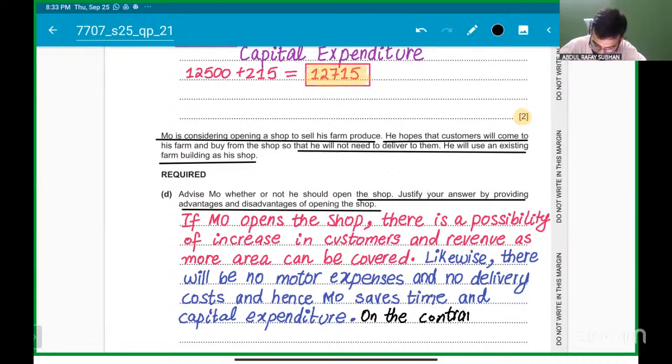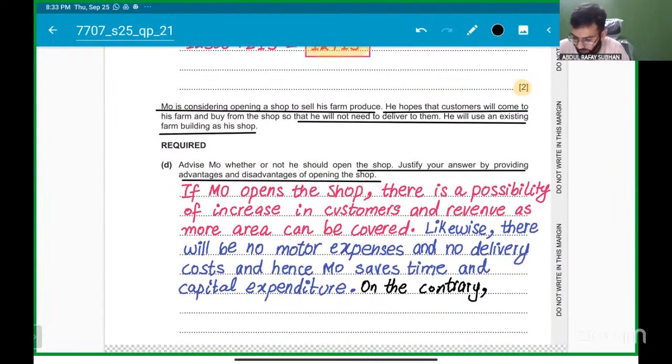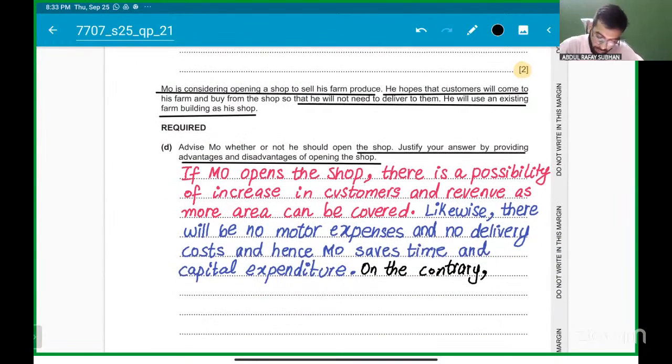On the contrary, it's very common thing. The first disadvantage of opening a shop is lot of other cost comes in. On the contrary, if Mo opens the shop, Mo will have to pay running cost. Mo will have to pay the running cost of the shop. और utilities हो गए, ठीक है.